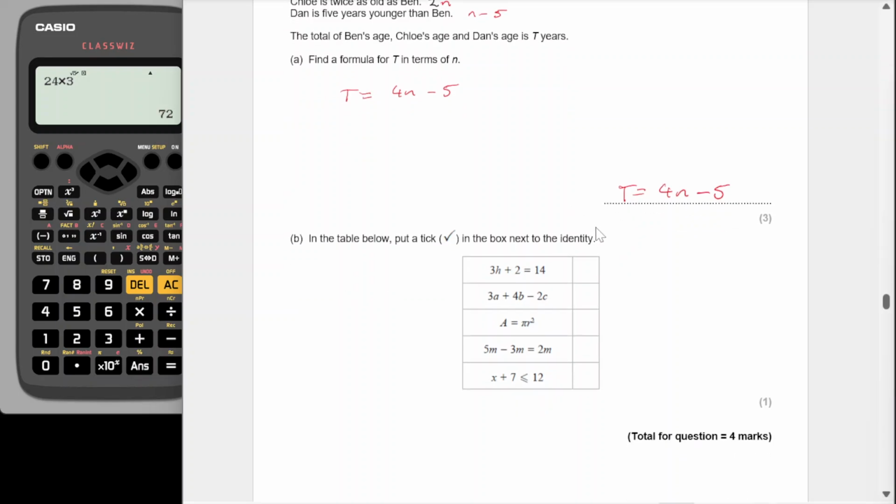Part B, in the table below, put a tick in the box next to the identity. So an identity is something that is always true. So I'm going to do it slightly differently. That's an expression, so it can't be that one. That's a formula, so it can't be that one. That's an inequality, so it can't be that one. That's an equation, so it can't be that one. And then if you think about 5m minus 3m would be equal to 2m, and that will always be true, so that's the identity.